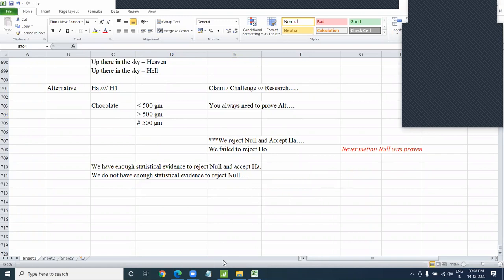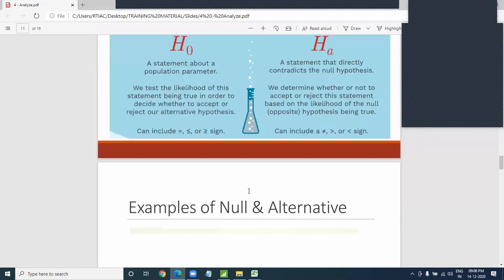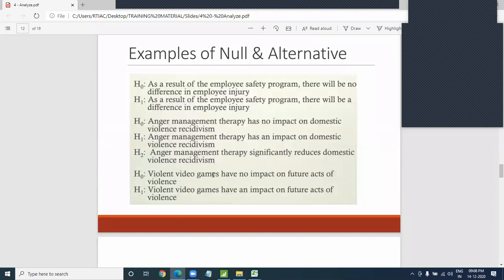I will look at some examples, but I just want to be sure we've got this correct. Is everyone okay with the basic definition of null and alternate? Okay. Let me quickly show it to you so that we can have a basic understanding. Have a look at the statements. This is null statement, this is alternate. As a result of employee safety program, there will be no difference in employee injury. That's my null statement.